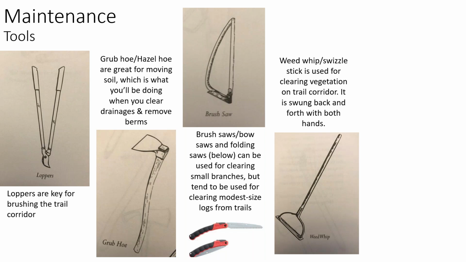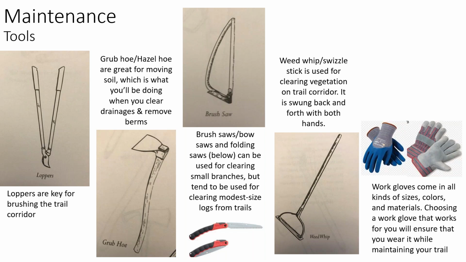Then you can also use a swizzle stick, which can clear herbaceous vegetation from the trail corridor. So this might be good if you have a trail that's going through a field or something, and it's just swung back and forth with both of your hands. There are work gloves that come in all kinds of sizes and colors, and if you choose ones that you're comfortable with, you're probably going to wear them.